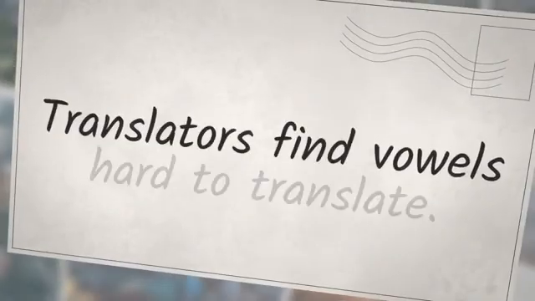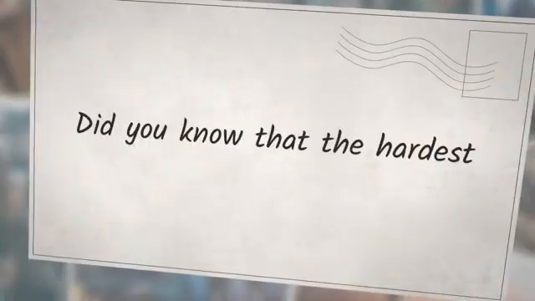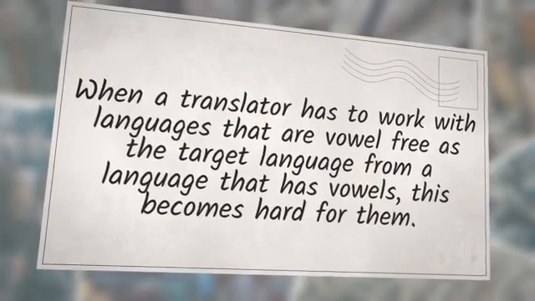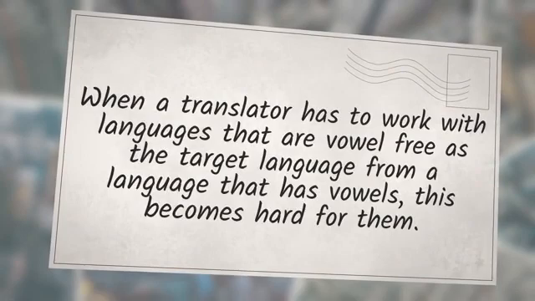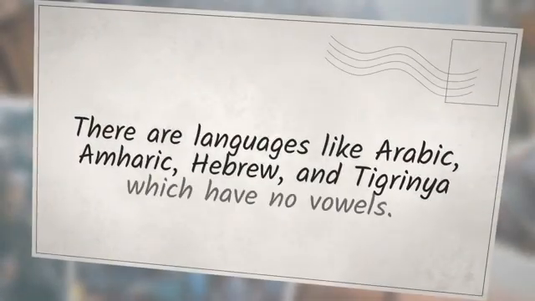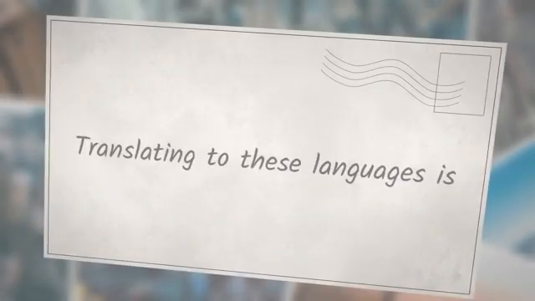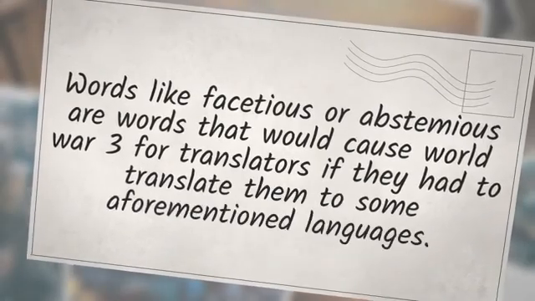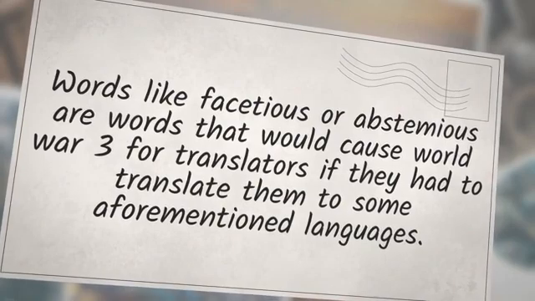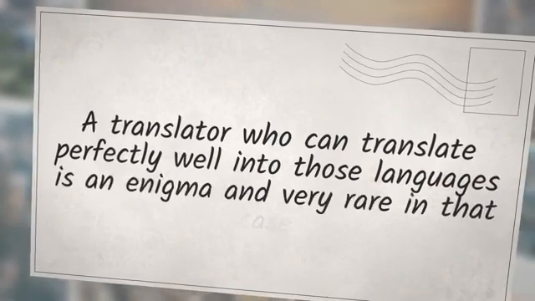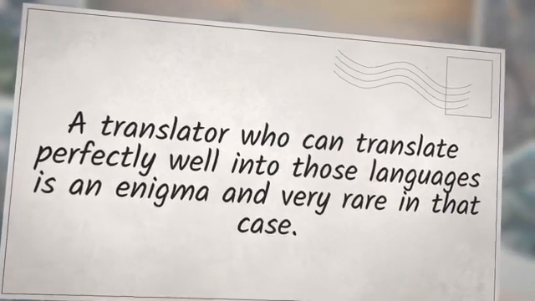Translators find vowels hard to translate. Did you know that the hardest thing for translators to translate is vowels? I'm sure you did not. When a translator has to work with languages that are vowel-free as the target language from a language that has vowels, this becomes hard for them. There are languages like Arabic, Amharic, Hebrew, and Tigrinya which have no vowels. Translating to these languages is always a hassle for translators. Words like facetious or abstemious are words that would cause World War III for translators if they had to translate them to some of the aforementioned languages. A translator who can translate perfectly well into those languages is an enigma, and very rare in that case.